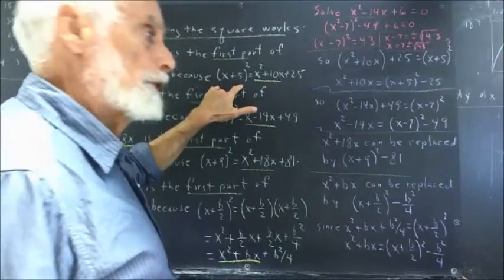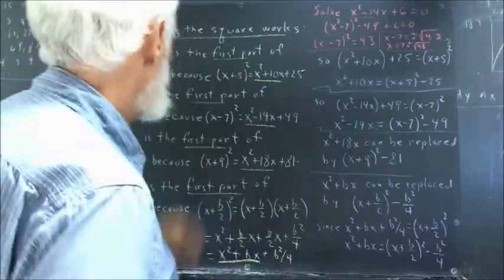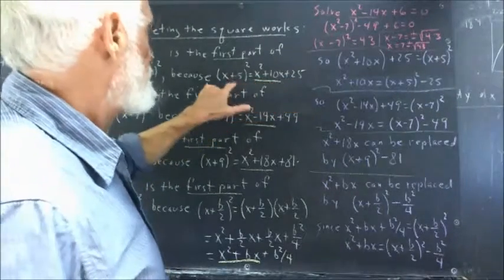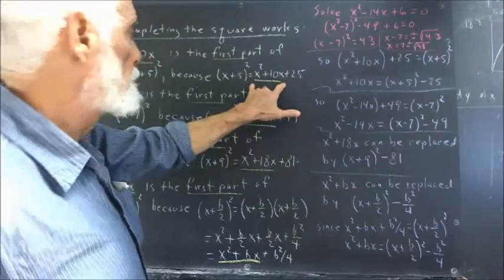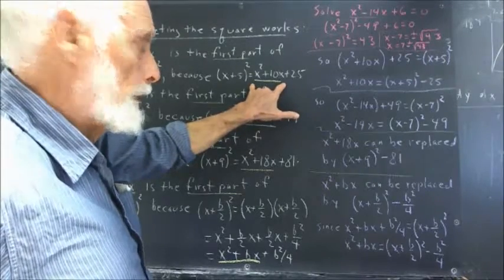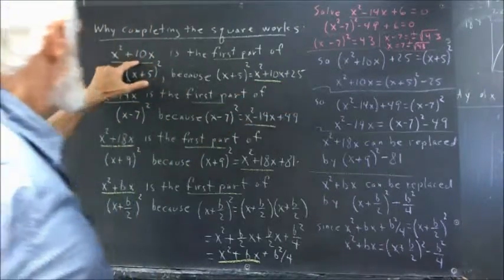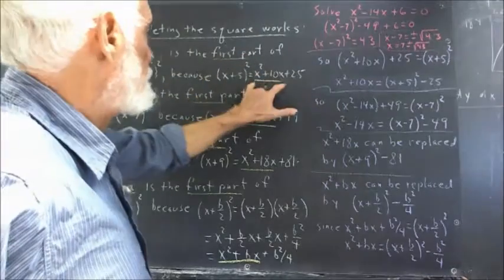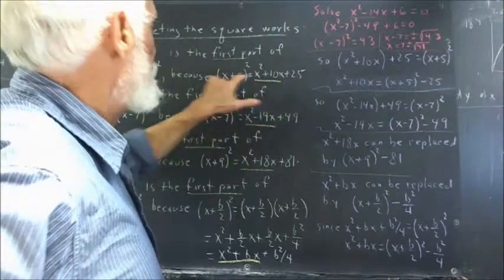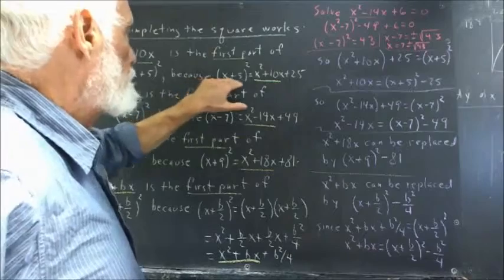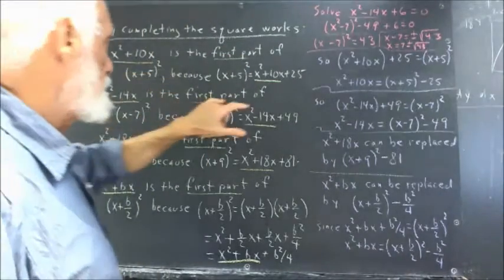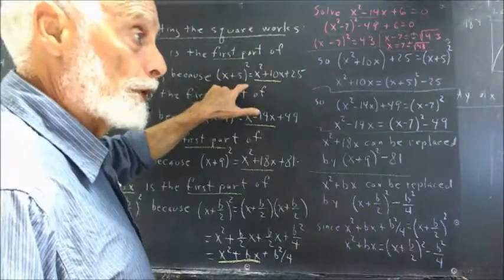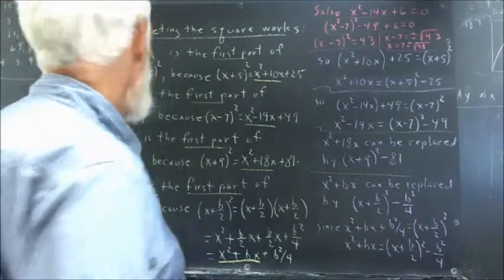Of course, you probably could have figured that out in your head if you're at this stage, but just to be sure, you should write it out. Now, what do I mean by the first part? Well, I'm talking about the first two terms, the x squared and the x terms. This is the first part of this expression here, and that comes from (x plus 5) squared. So the x squared plus 10x matches the first two terms of (x plus 5) squared.